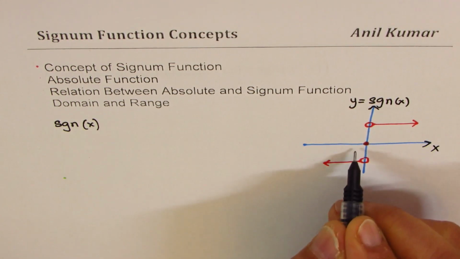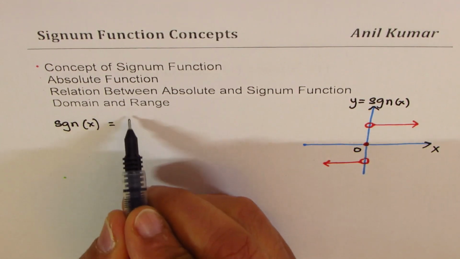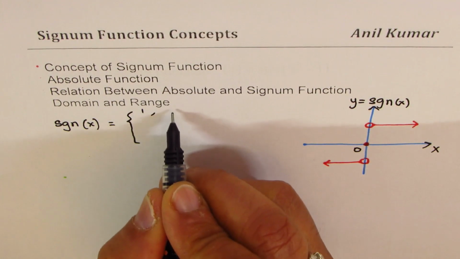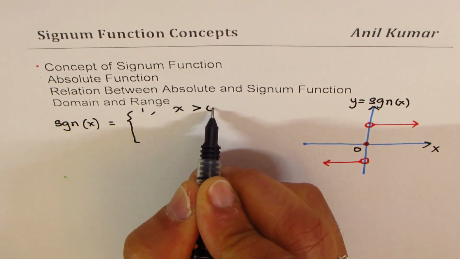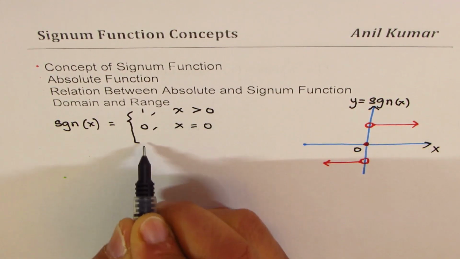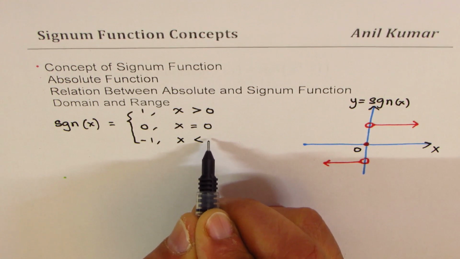So here we have x, and that is the origin. So as a piecewise function, I could write this as equal to 1 for x greater than 0, equal to 0 for x equals 0, and minus 1 for x less than 0.